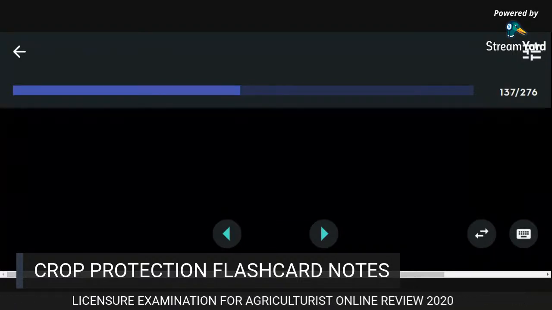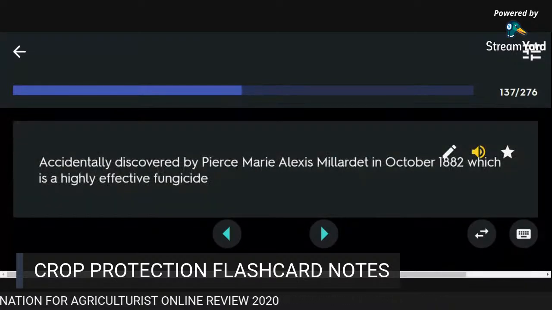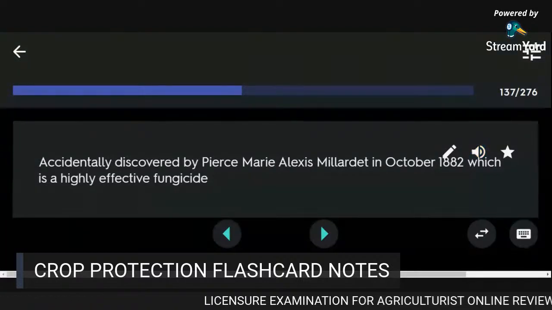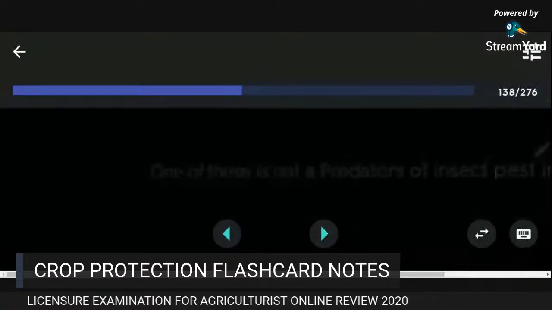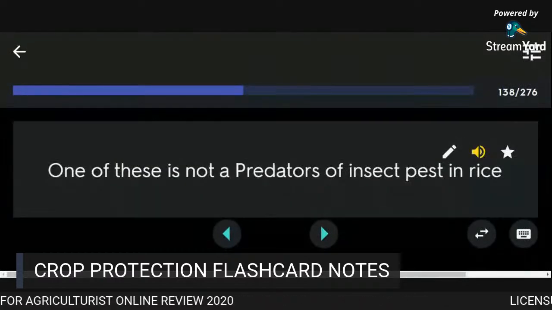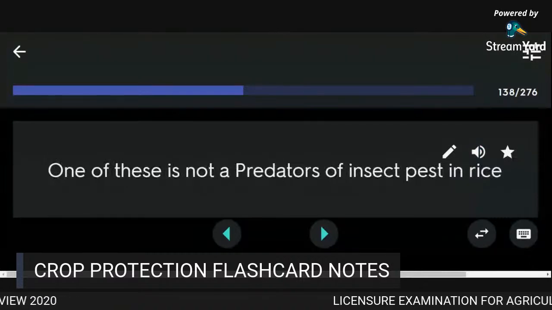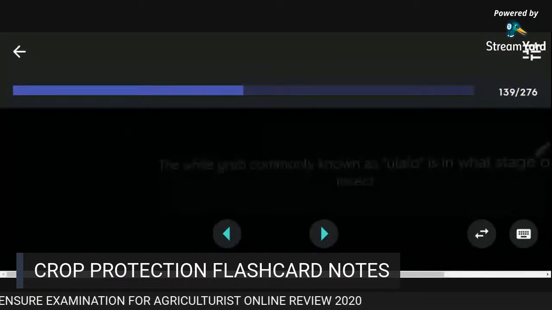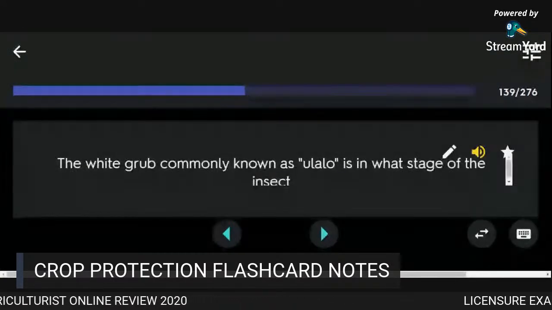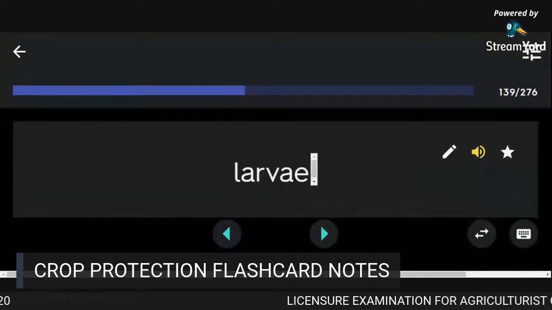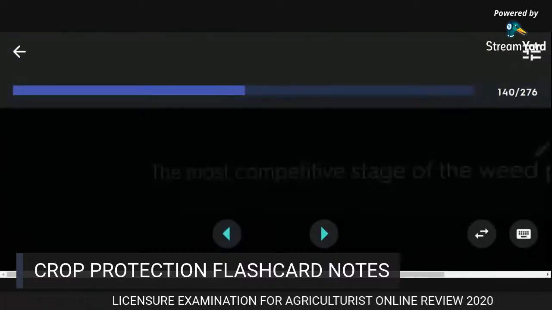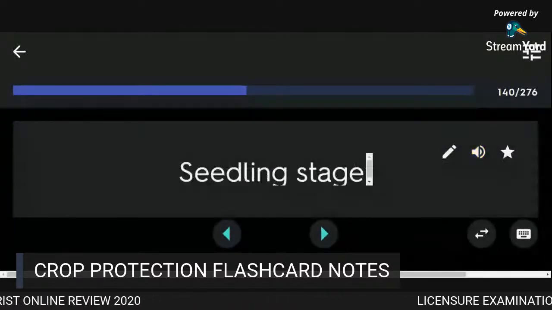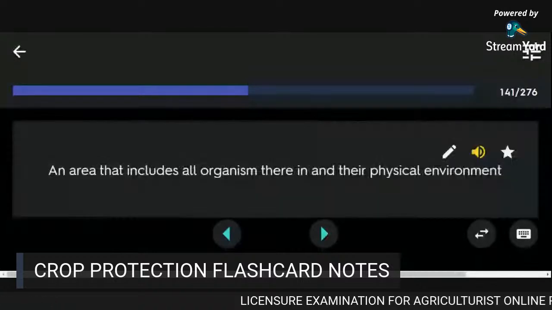Accidentally discovered by Pierre Marie Alexis Millardet in October 1882, which is a highly effective fungicide. Bordeaux mixture. One of these is not a predator of insect pests in rice. Dragonflies, wolf spider, ladybird beetle. The white grub commonly known as uod is in what stage of the insect? Larvae. The most competitive stage of the weed plant. Seedling stage.